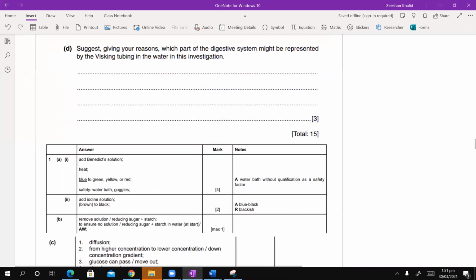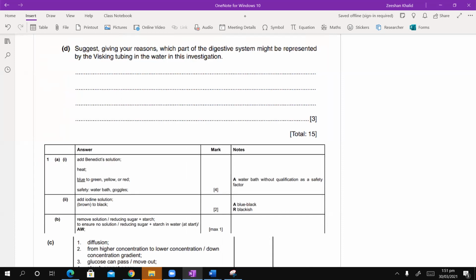Okay, let's look at this mark scheme now. How many points has he given? 1, 2, 3, and 4. The first point is add Benedict solution. Benedict solution का word उसने देख लिया, you will get the mark. Then you heat it, okay? और heat के साथ आप safety वाला point mention करें, water bath, उसका separate mark है. और फिर देखें blue to green to yellow to red.